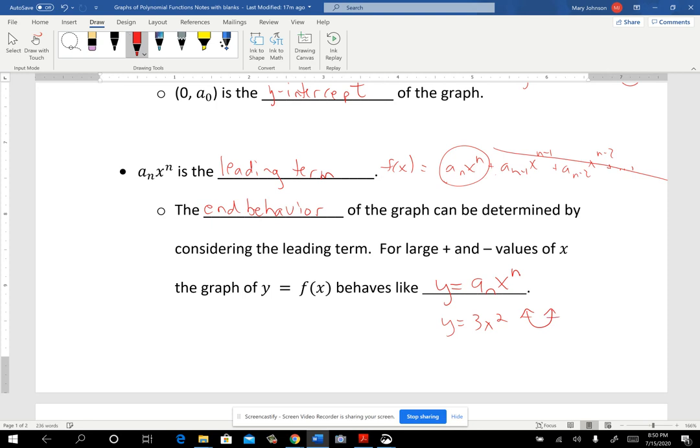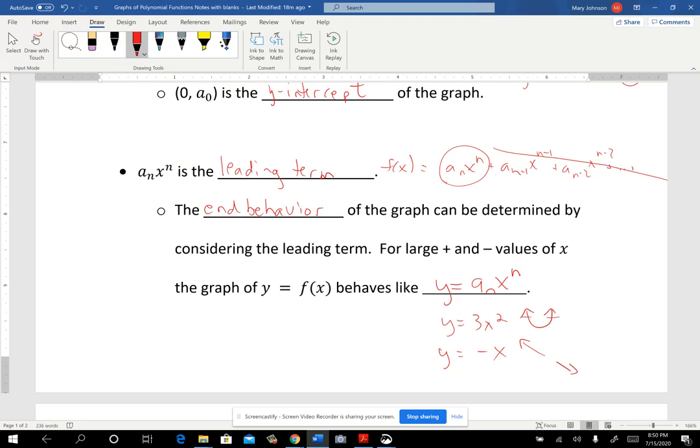It would point up at the ends. And if it were y equals negative x, it would, at the ends, do something like that. We're going to work through some problems that get into that soon enough. I just want to get all the notes done initially.